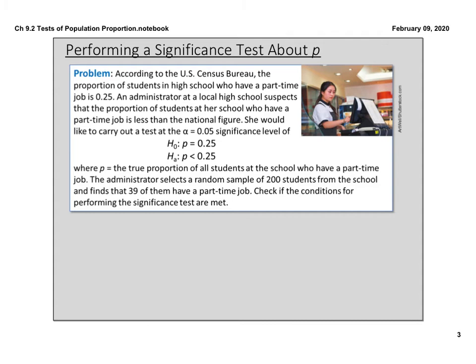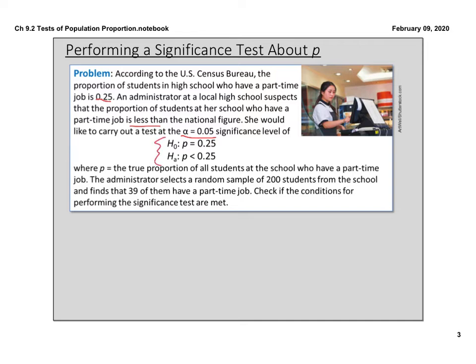All right, so let's just talk about checking the conditions. So this is an example. It says, according to the U.S. Census Bureau, the proportion of students in a high school who have a part-time job is 0.25. An administrator at a local high school suspects that the proportion of students at her school who have a part-time job is less than that figure. She would like to carry out a test at the alpha 0.05 level.